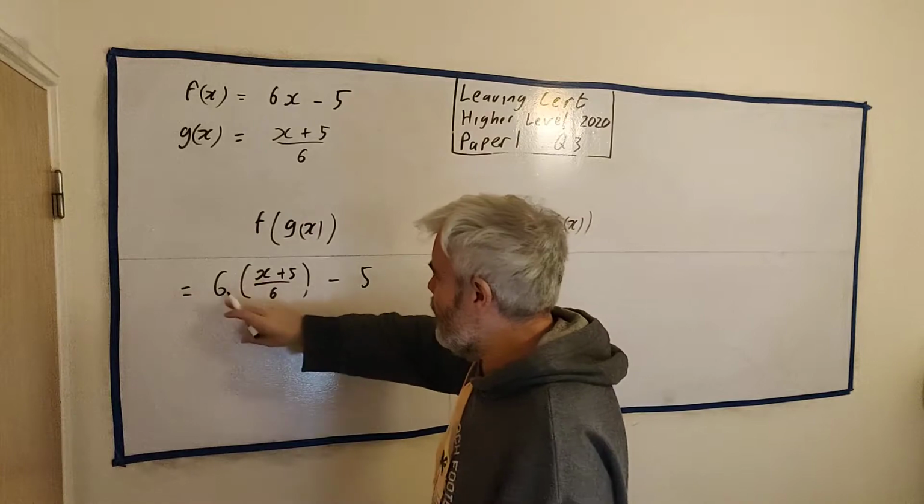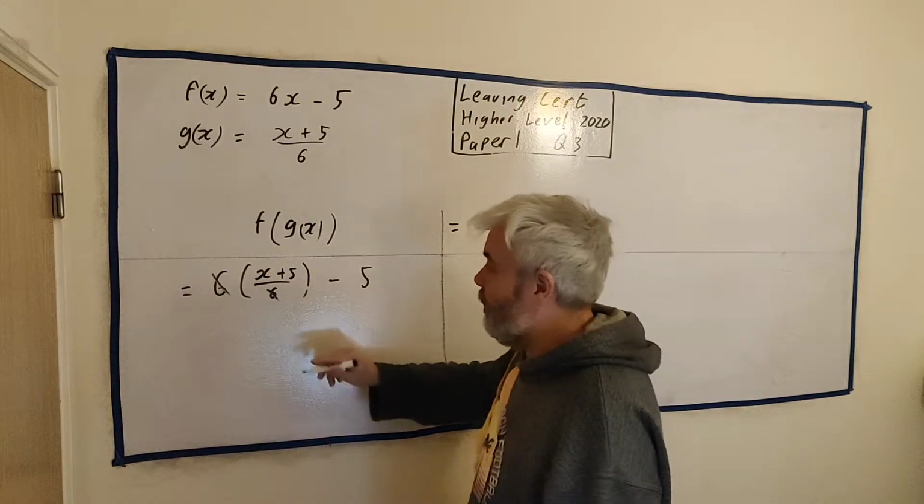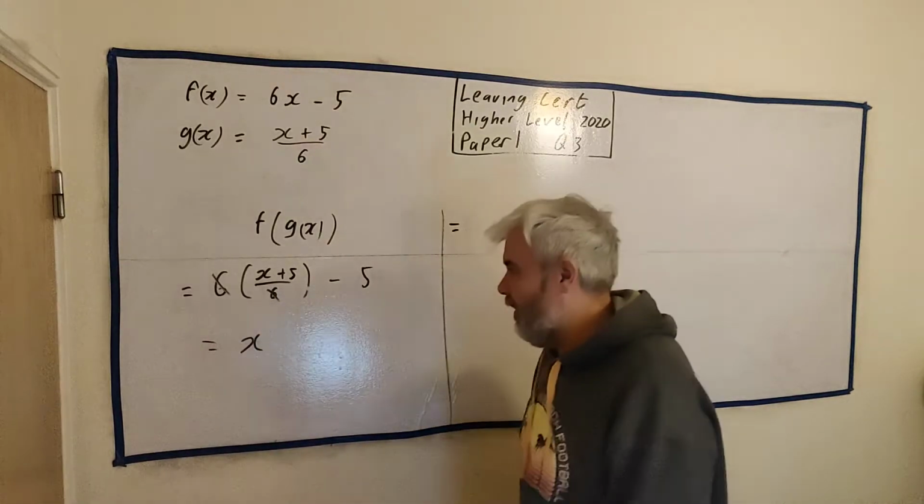We multiply this out: the 6 and the 6 will cancel. So we're just left with x plus 5 minus 5, which is just equal to x.